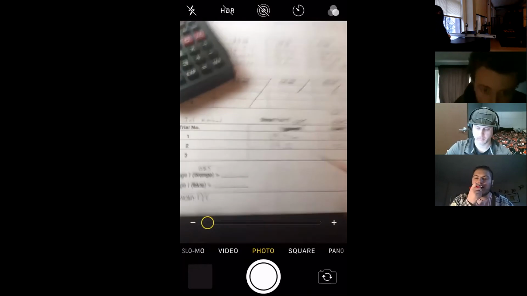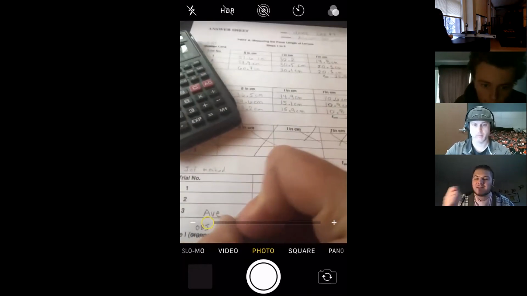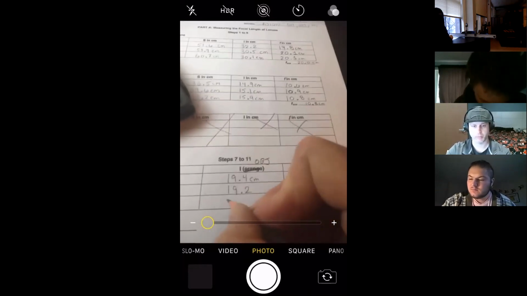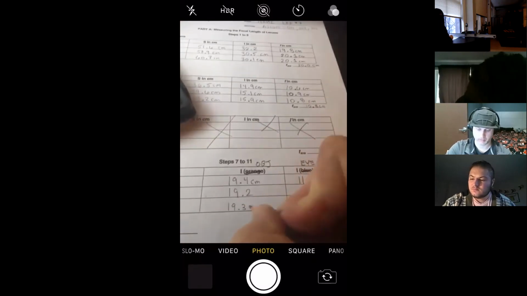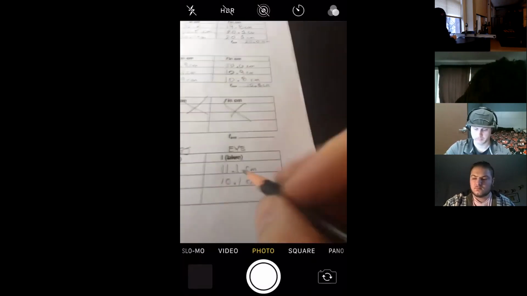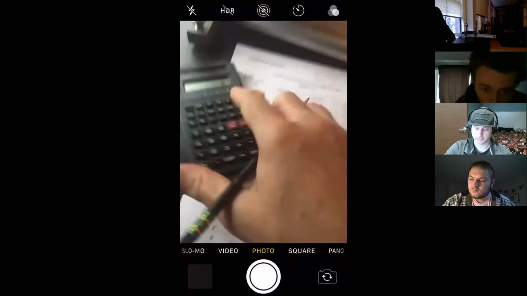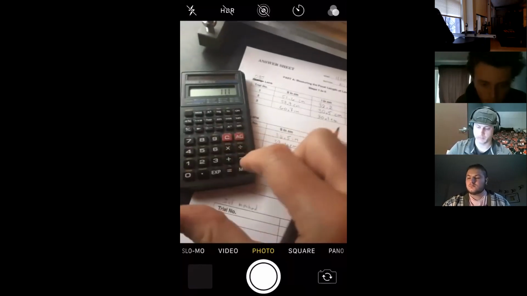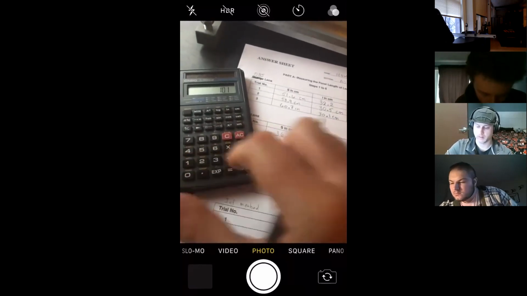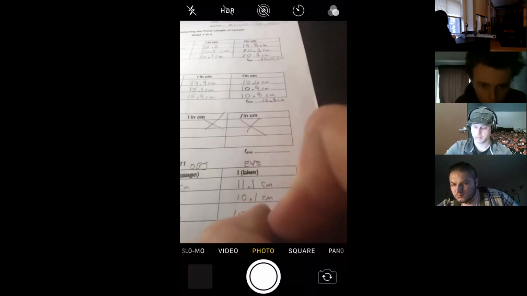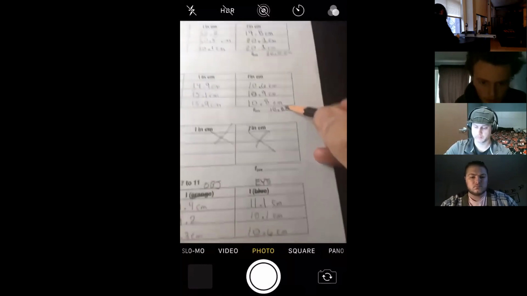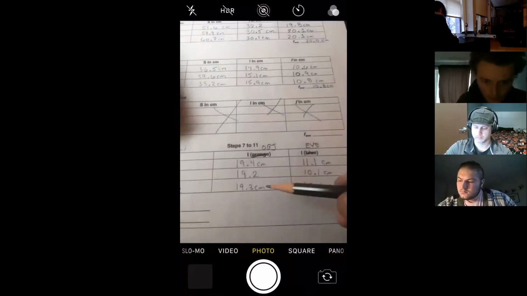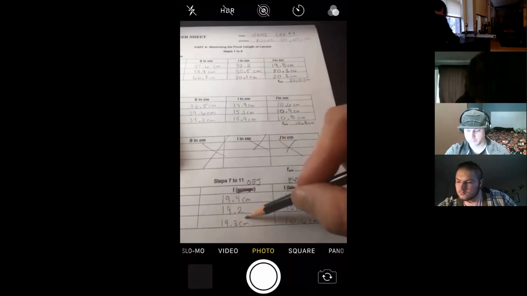So let's just use this third column today for the average. For the average of this, we got 19.3 centimeters. And for the average of this, we got probably 10.6, right? Actually, that's only 0.2 off from here. 19.3 versus 20 is pretty outrageous.